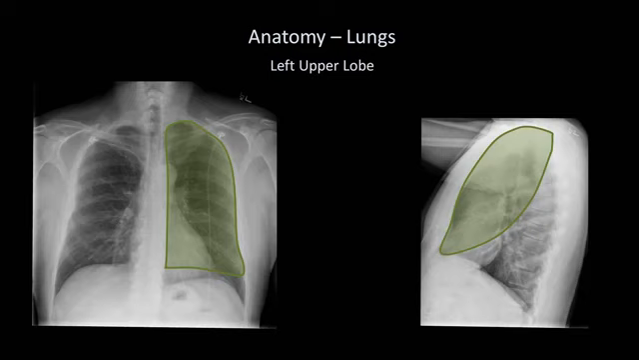Here's the left upper lobe, and finally, the left lower lobe.